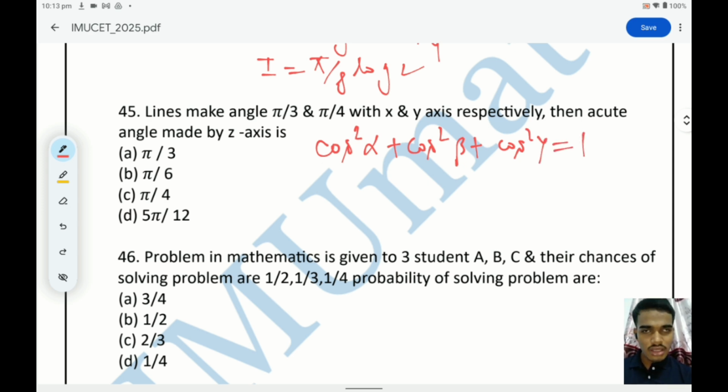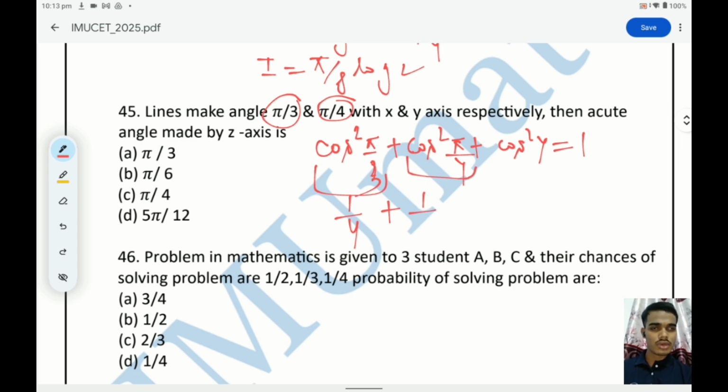Here alpha is pi upon 3, beta is pi upon 4, and we have to find the value of gamma. So cos pi by 3, what is the value of cos pi by 3? Apply that value here, and here cos pi by 4. So this is 1 upon 2, and the square of 1 upon 2 is 1 upon 4. This is 1 upon root 2, and the square of 1 upon root 2 is 1 upon 2.